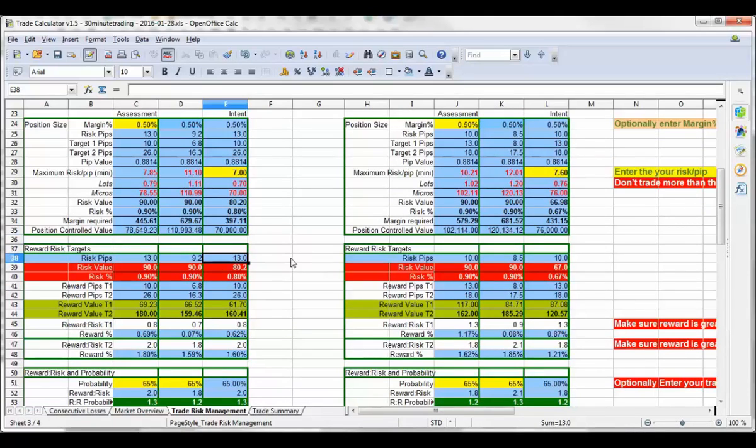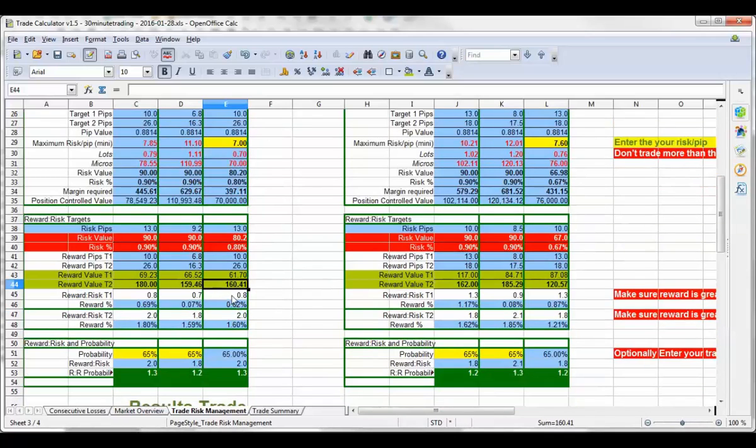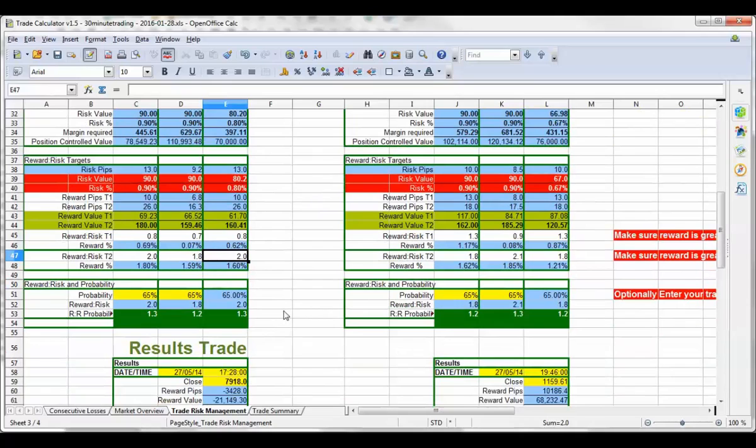It tells you your risk pips, and your risk value, your risk percent, your reward pips on T1, reward pips on T2, reward value on T1, reward value on T2, and the risk reward ratio on T1. And down here, the reward percent for T1 is 0.62%, and the reward value for T2 is 1.6. So that would be a 2-to-1 reward to risk ratio. You can actually put in here your own personal view on probabilities, if that makes any difference to you. So therefore, you can modify your position size on the basis of that.